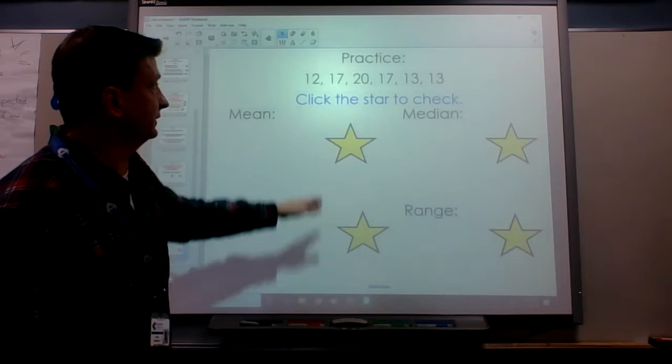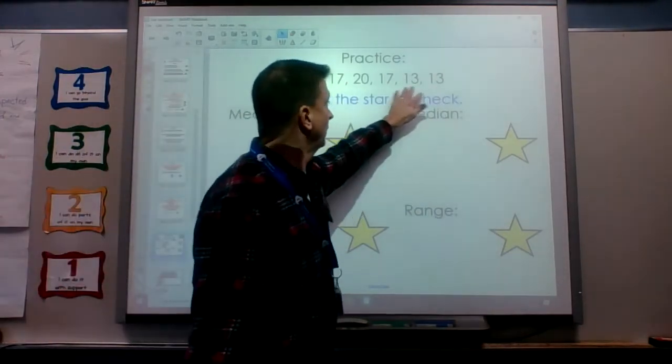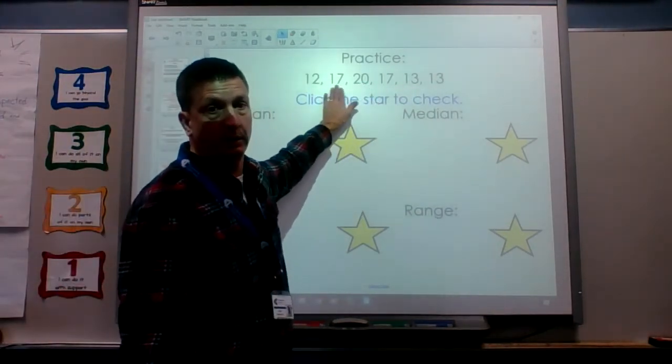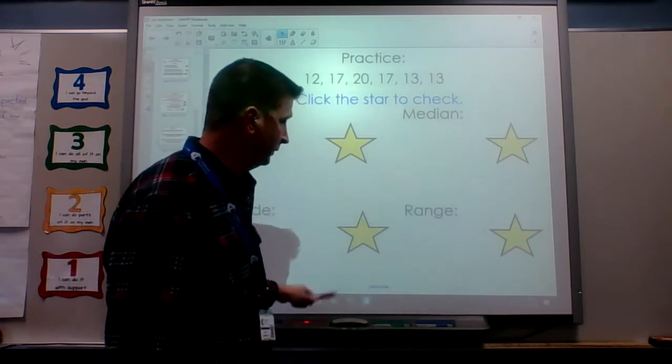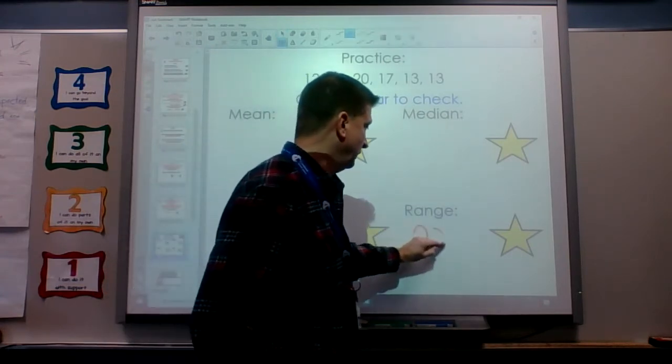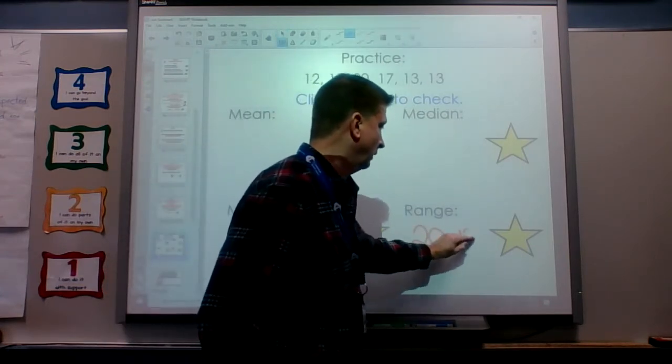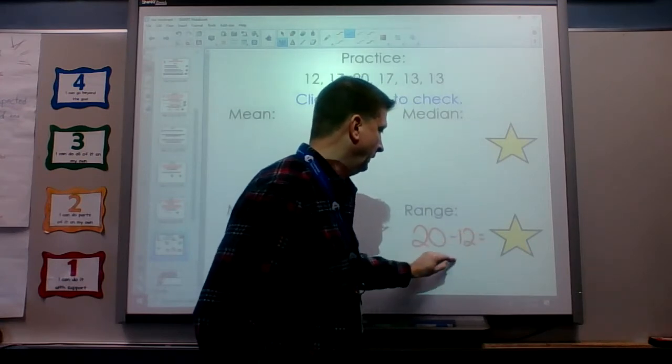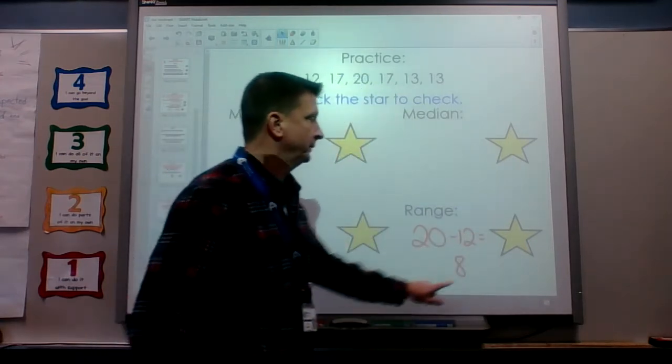So if I look at this set of data, my largest number is 20. My smallest number is 12. So I'm going to take 20 and subtract 12, and my range is going to be 8.